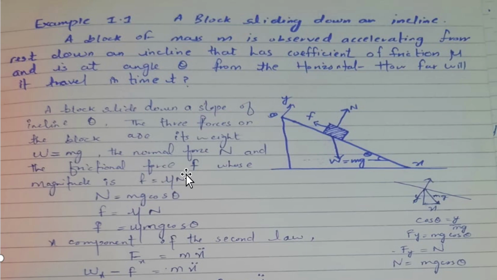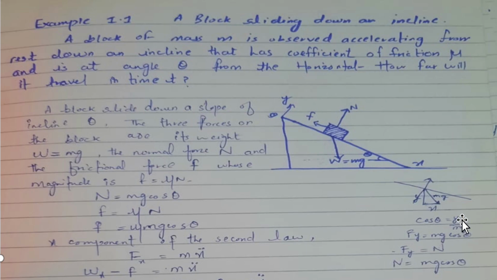This is the magnitude of the frictional force. Mu is the coefficient of friction, and this is the normal force. How does it come about? We can see this in the diagram. The arrowhead shows the weight, and this is the hypotenuse. We can split it into its components. This is our base and this is our perpendicular. So cos theta equals base over hypotenuse.